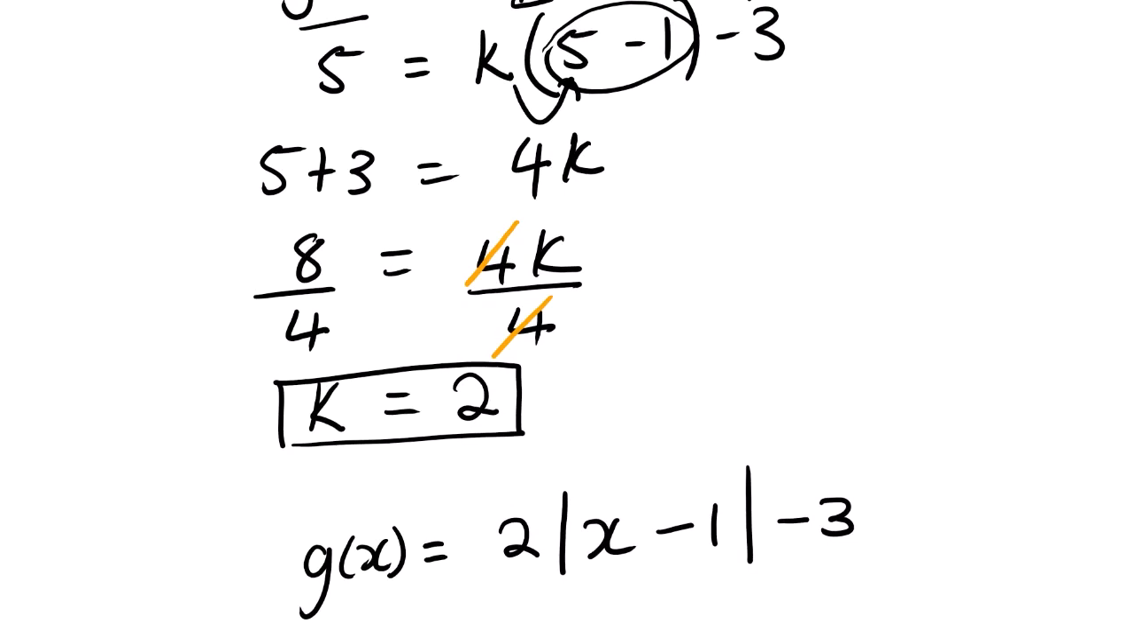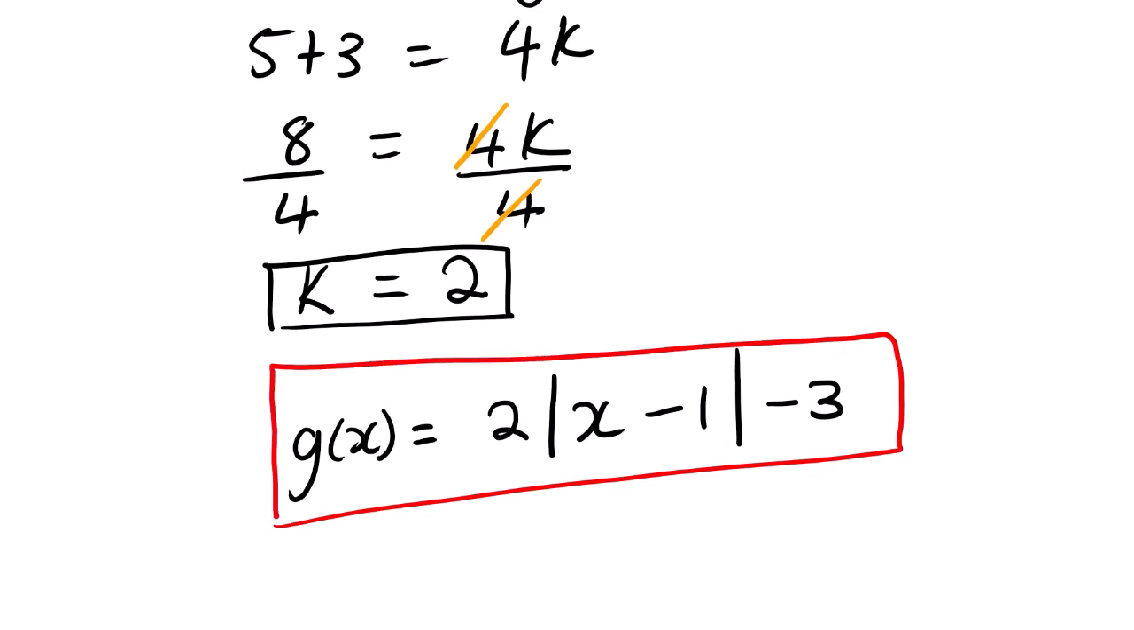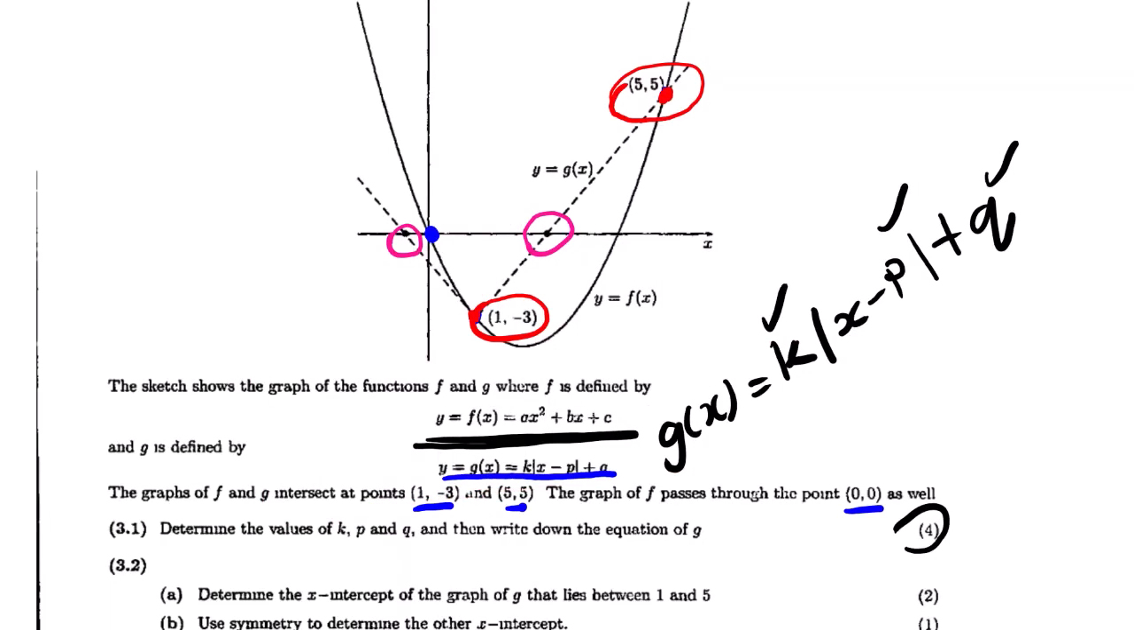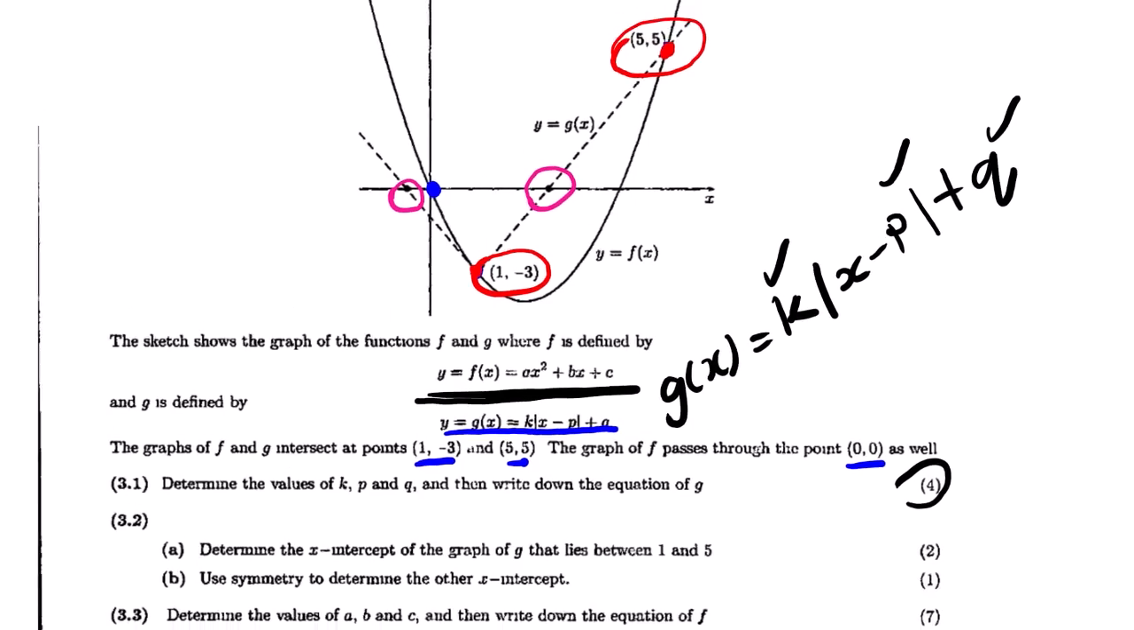So this is the equation we have for the absolute value graph. We are done with the first question. Let us continue. Going back to our question paper, let us look at 3.2. 3.2a says determine the x-intercept of the graph of g that lies between.